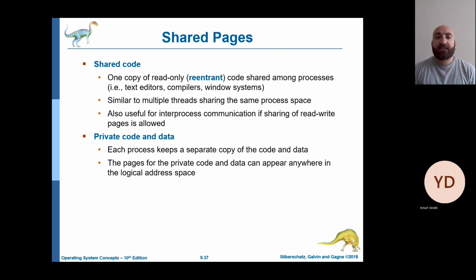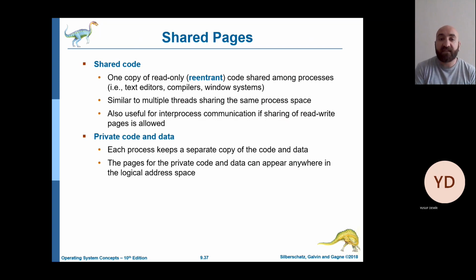An advantage of paging is the possibility of sharing common code, a consideration that is particularly important in an environment with multiple processes. If the code is reentrant code, it can be shared. Reentrant code is, let's say, non-self-modifying code. It's never changed during execution. Thus, two or more processes can execute the same code at the same time because it's not going to change anyway. Each process has its own copy of registers and data storage to hold the data for the process's execution. The data for two different processes will, of course, be different.